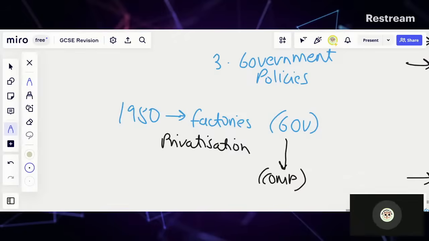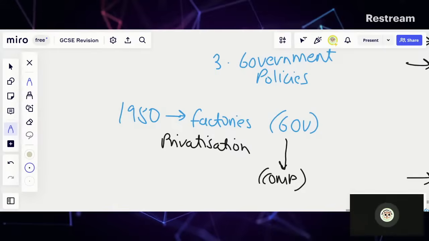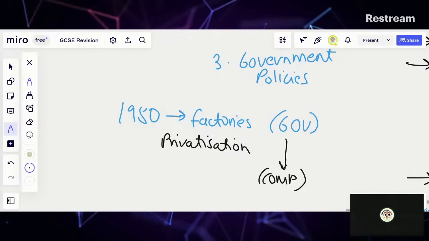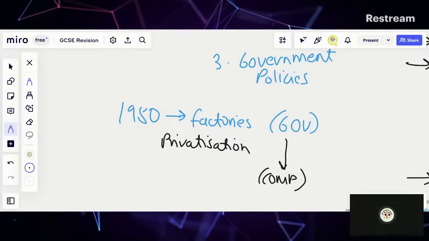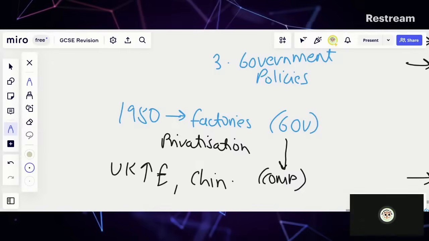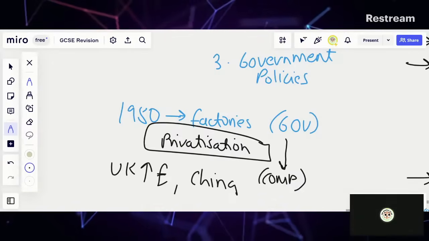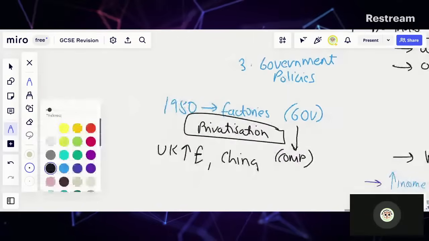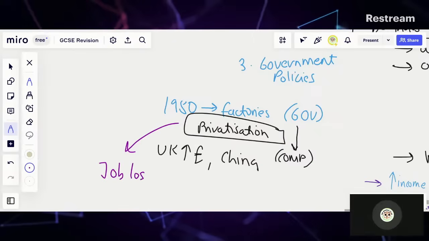So the factories decided, I'm instead going to waste less money, and instead of getting workers to make things in the UK where it was more expensive, they started to have manufacturing in cheaper countries like China. So through this process of privatization, job losses occurred more because these companies cared less about the welfare of the people and more about their economic profit.